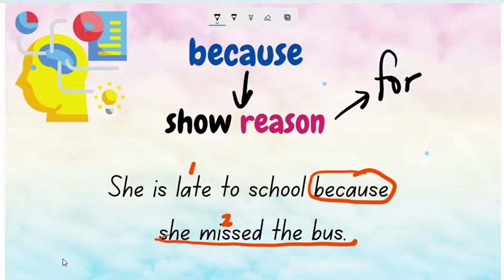All right, she missed, sorry. Not she missed. Okay, not she missed. She is late to school. Sorry. She missed the bus. I'm so sorry. We have to put because. Oh my gosh, I forgot. We put because first. Okay, I forgot the word because. We put because first.